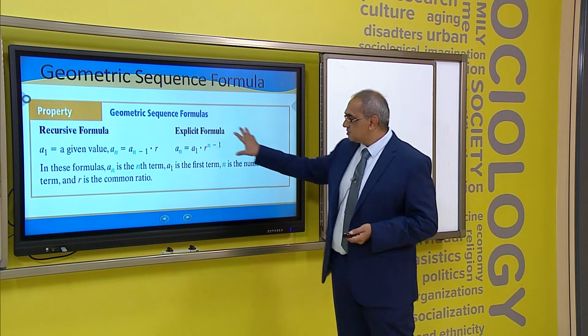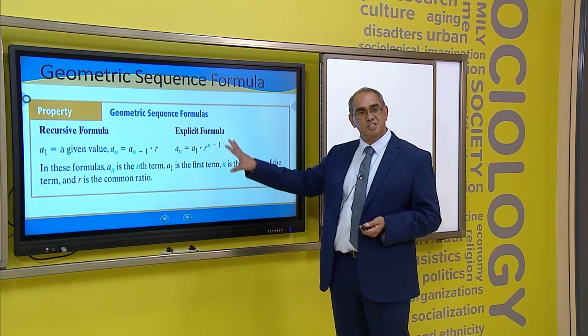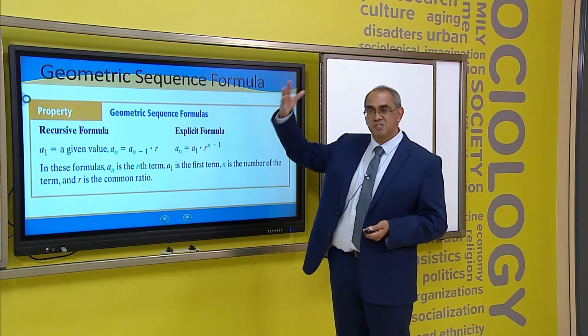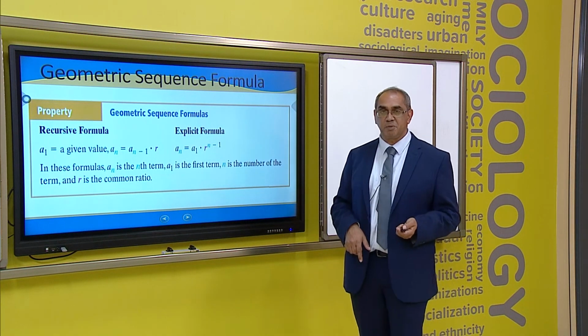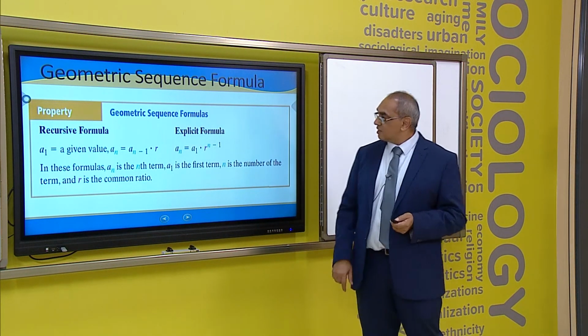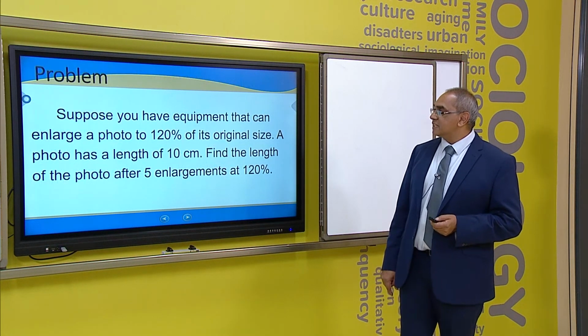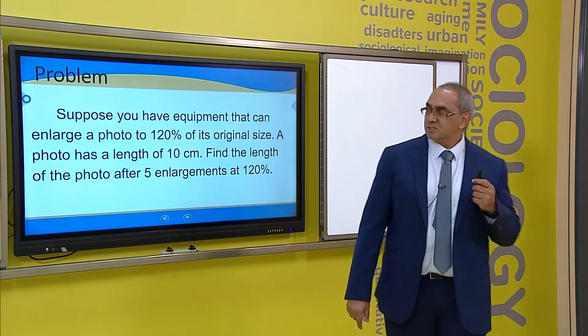Now this, strangely enough, looks like exponential sequences, which I mentioned in the first lesson about number patterns. We'll come back to that. Okay, let's look at how we can use these things.